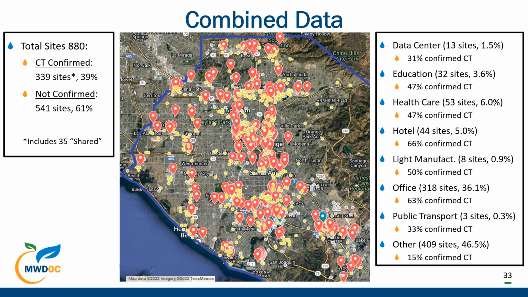The AutoPop list did have a category as other. It's just these random building types. And that had a lot of sites at 409, but only 15% of them had confirmed cooling towers. So it was a lot to look through. But at the same time, 15% of 400 is 60. So it still told me 60 or more sites that had cooling towers that otherwise I wouldn't have known. So that was very helpful. And you can go to the next slide here.